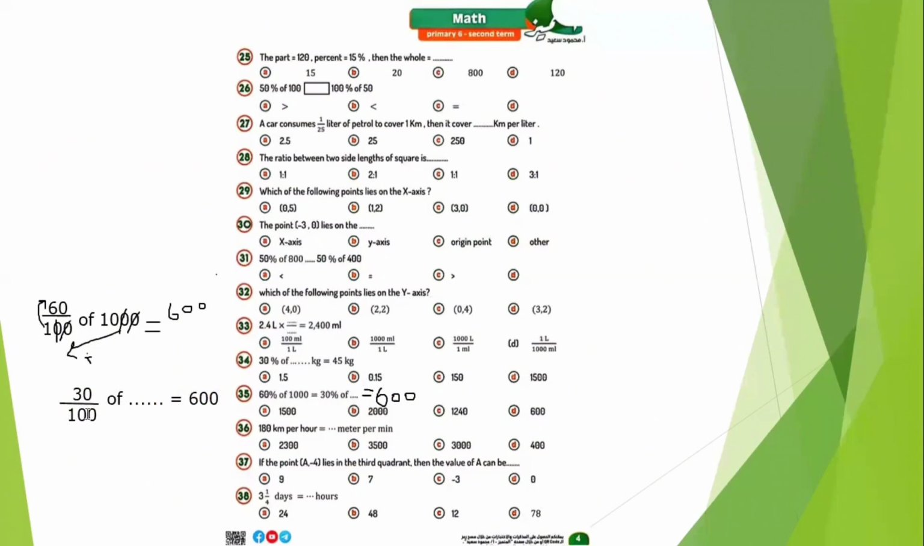You can write it as a fraction. 30 out of 100 of the whole equals 600. First, we can simplify. 30 out of 100, you can write it as 3 out of 10. 600 divided by 3 equals 200. 200 times 10 equals 2000.